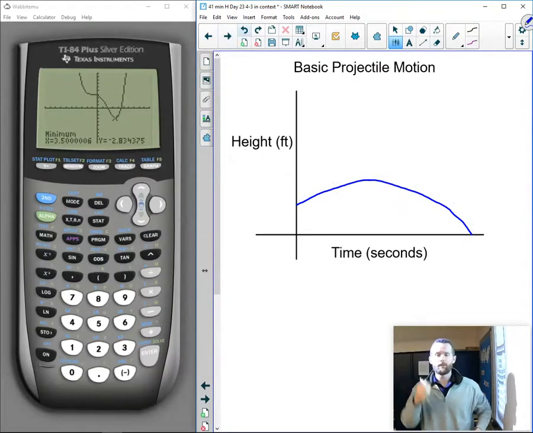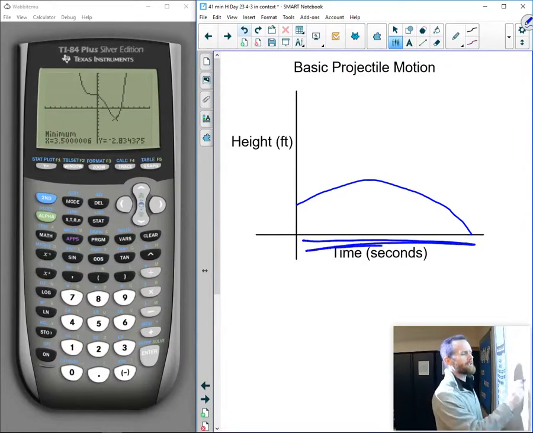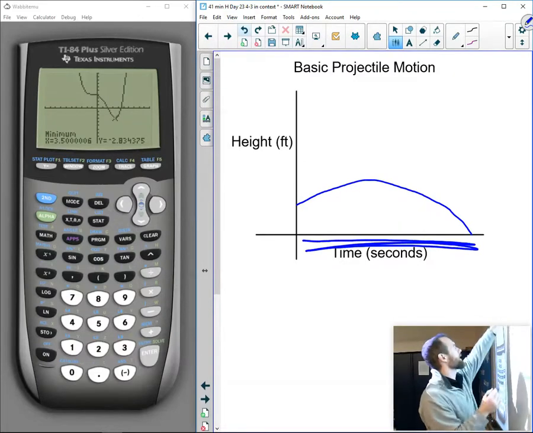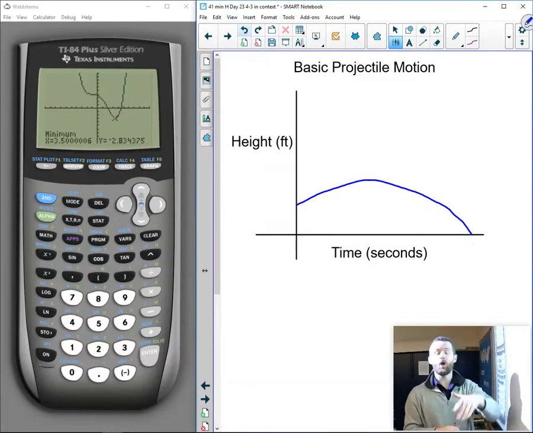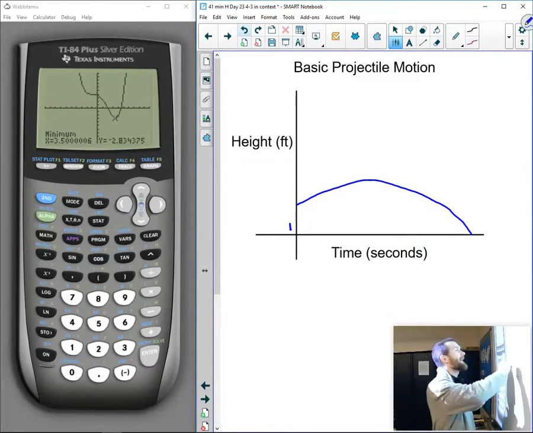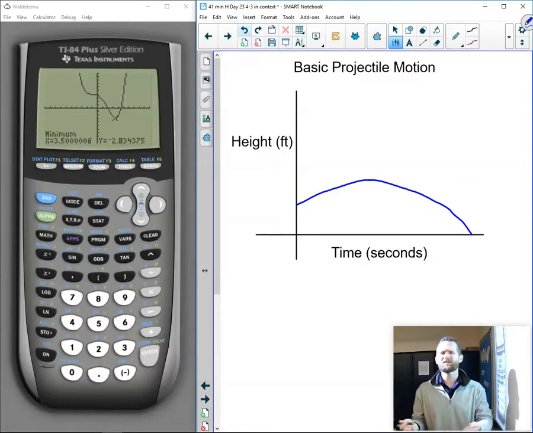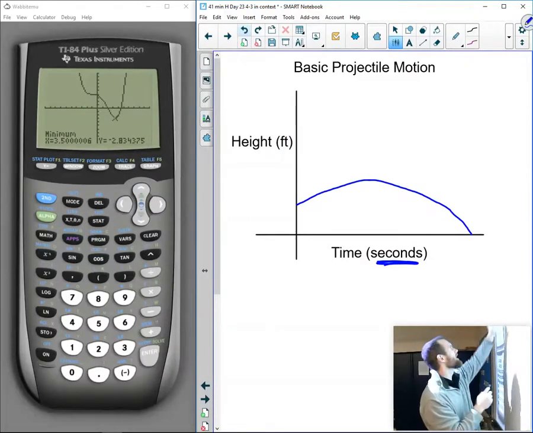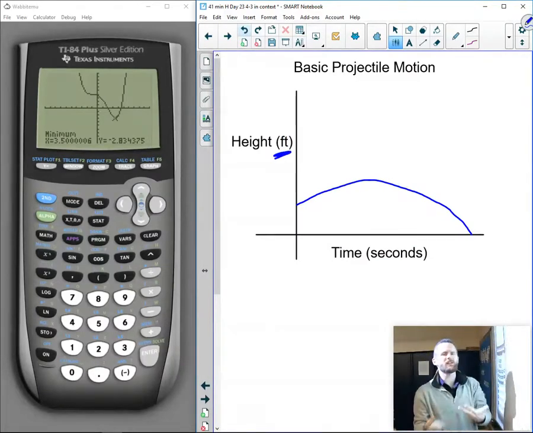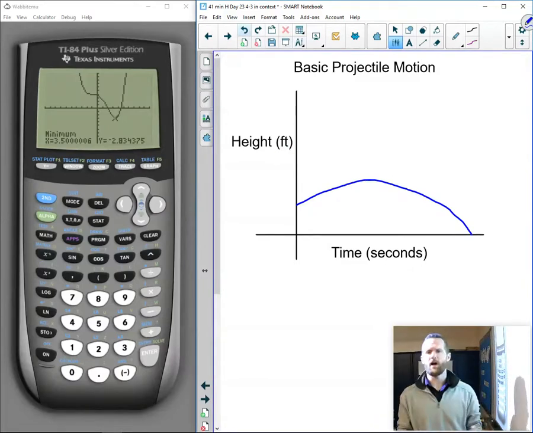It eventually hits something. Now, what we're going to be talking about is we're going to be comparing the time that goes on. So the x value, the independent variable, will be time, how much time has passed, and the y value, the dependent variable, will be height. That usually time is in seconds. Height can vary. Sometimes it's in feet, sometimes it's in meters. It depends on the problem.